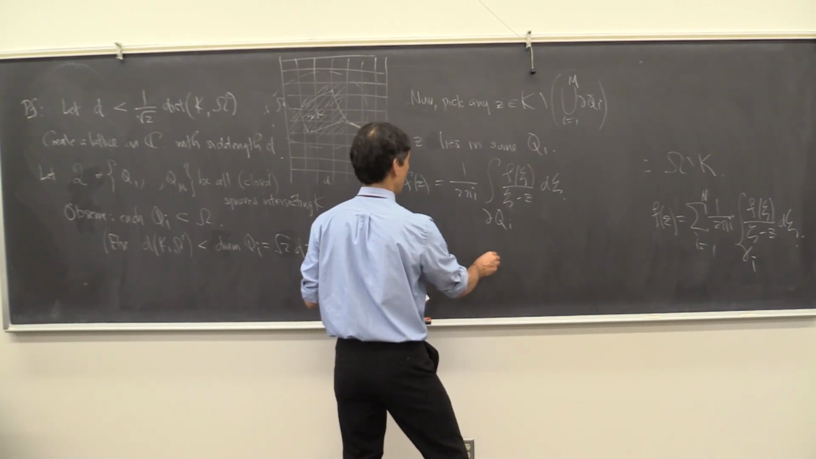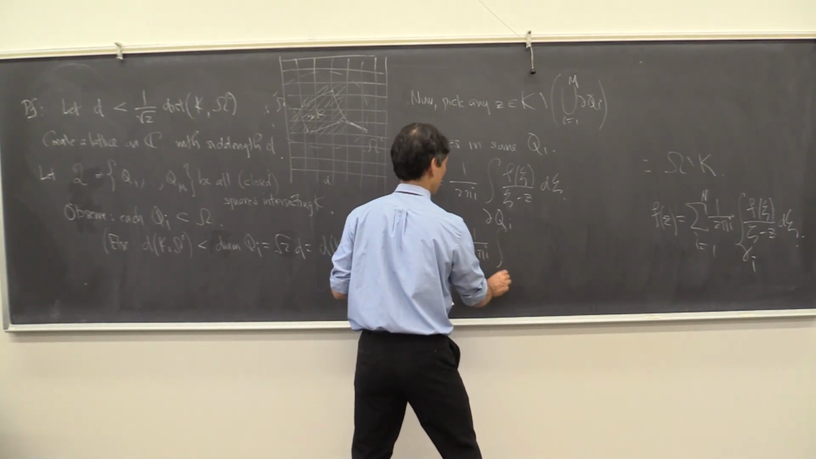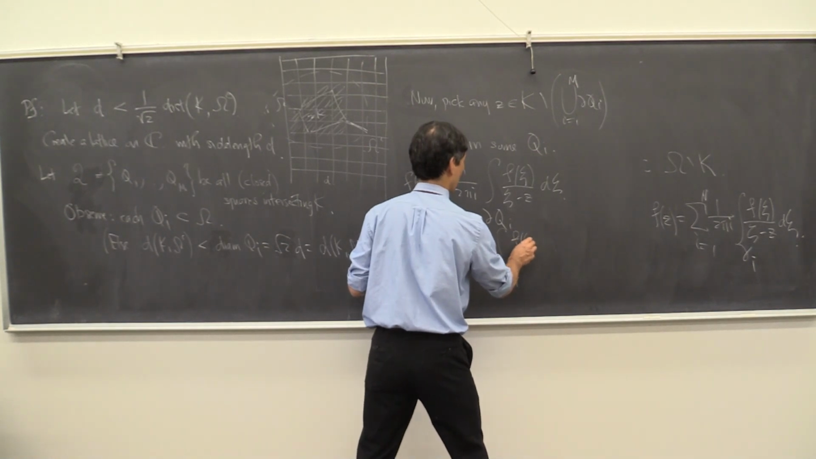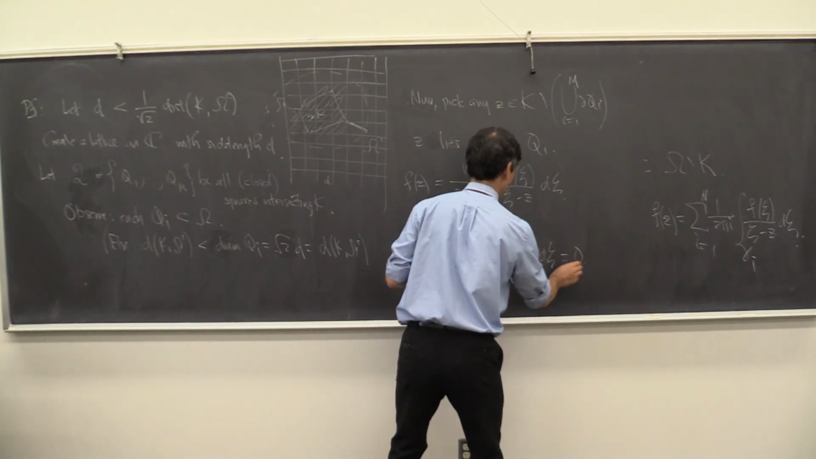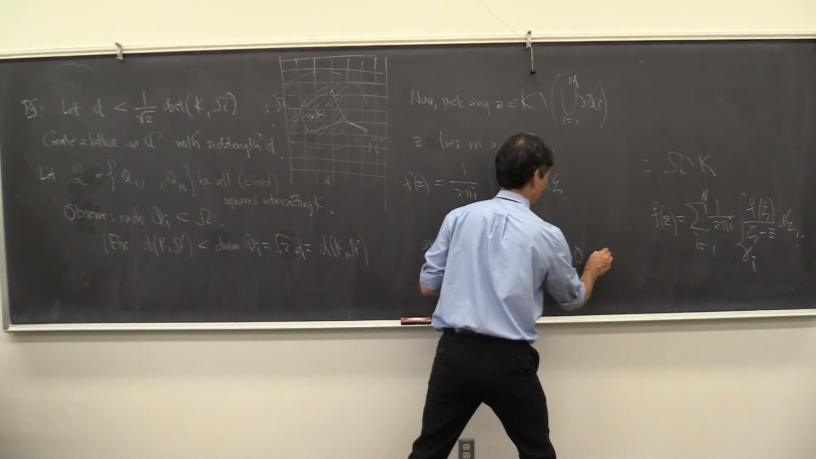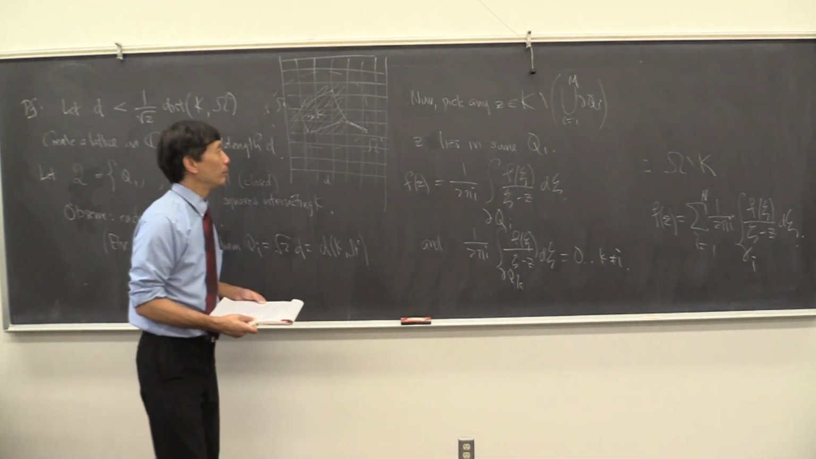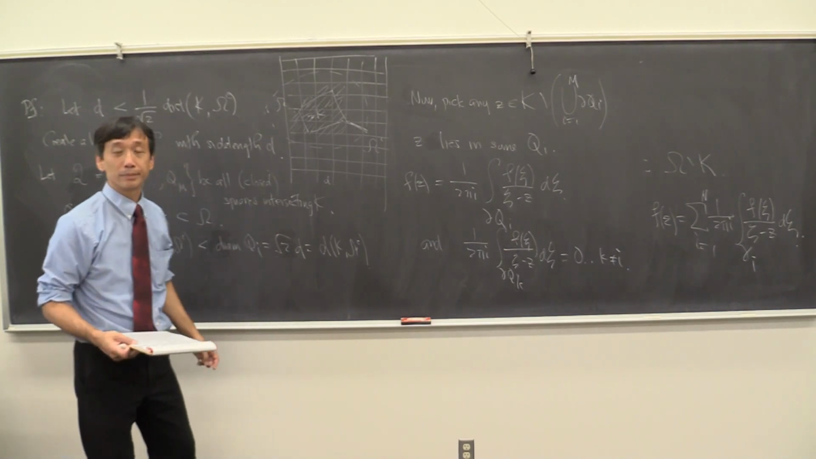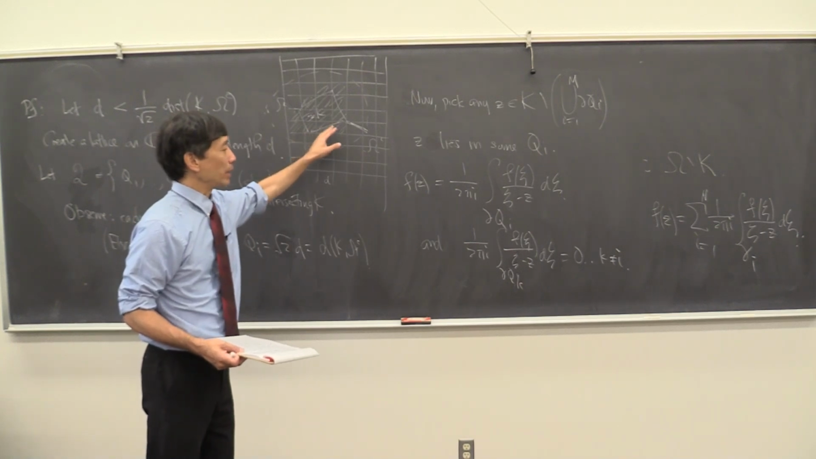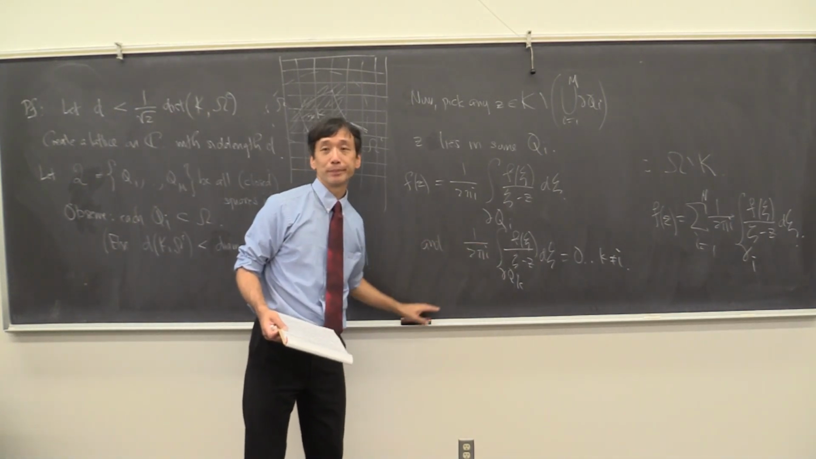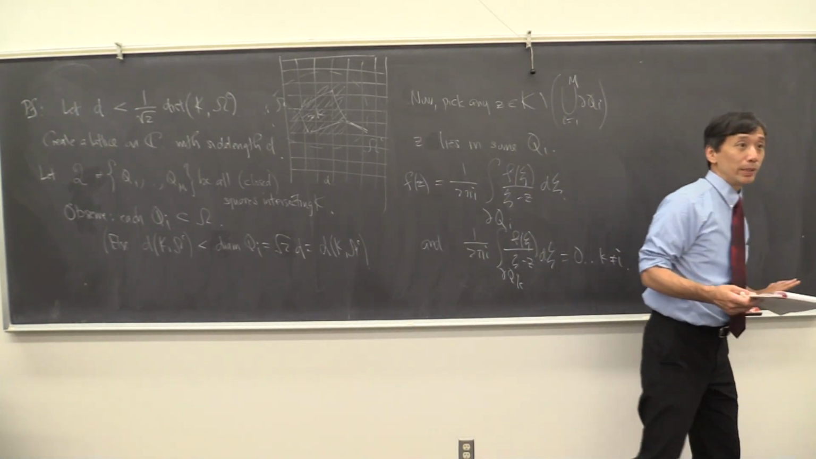If we take any other k, this thing is going to be 0 if k is not equal to i, because we're not inside there. We were integrating a holomorphic function, so we get 0. Okay, is that okay? Everybody all right?